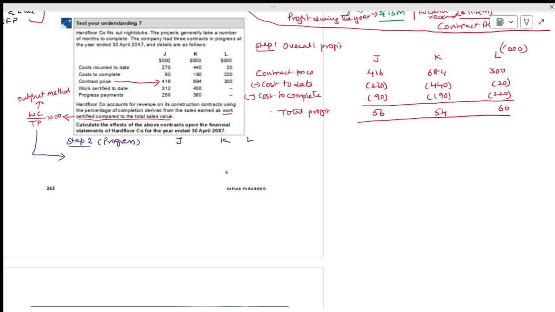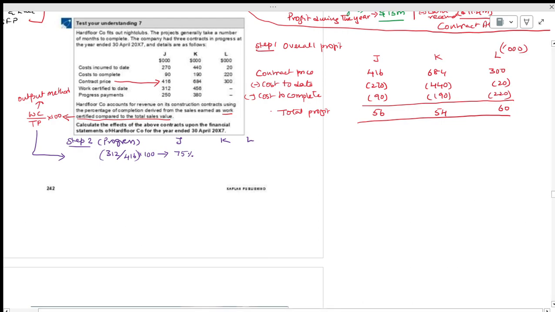312. 312 divided by contract price 416 times 100. How much will you get? 75%. Yes, 75.